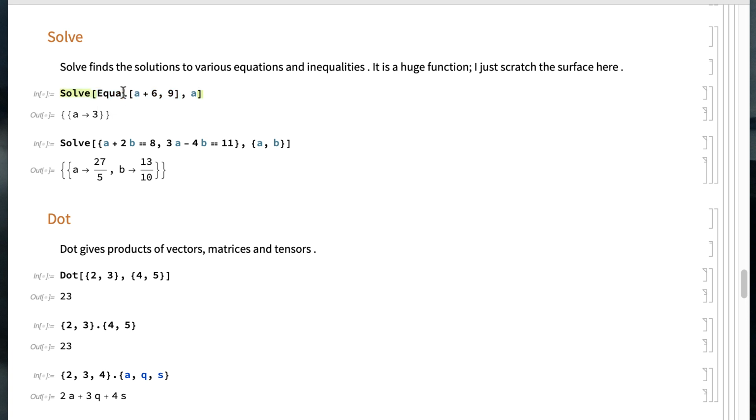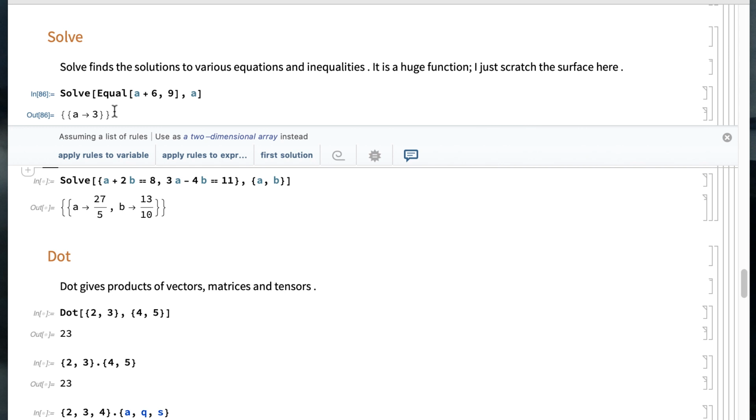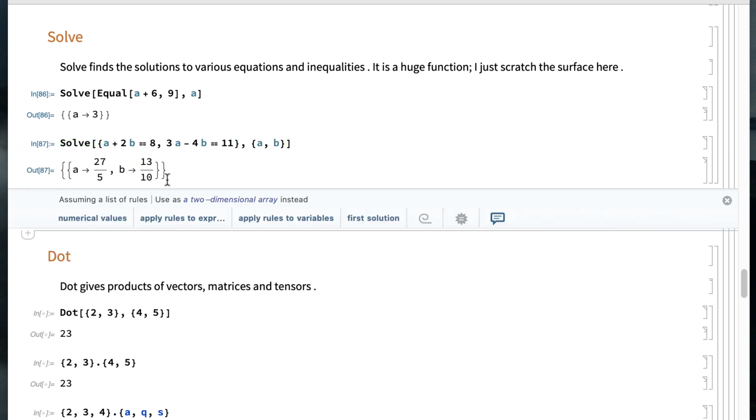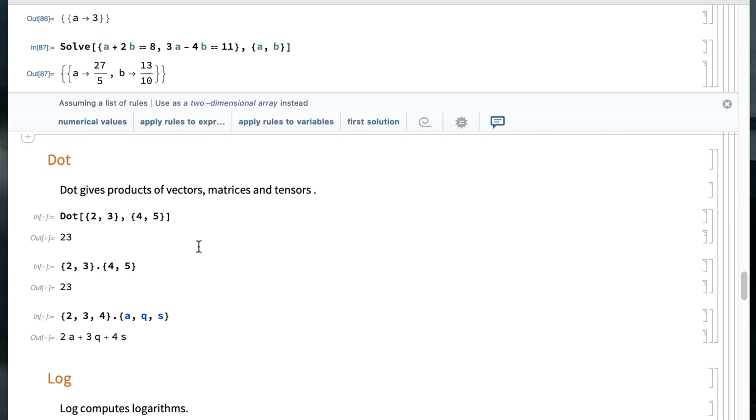And so now let's solve this. And it's going to give me a list of rules. And you might ask, why is it giving a list of a list? And I'm not going to tell you that for right now. Just realize that it does. All right, we can do more complicated algebra problems. Here's 2 variables. And trust me, Solve can do a lot more.